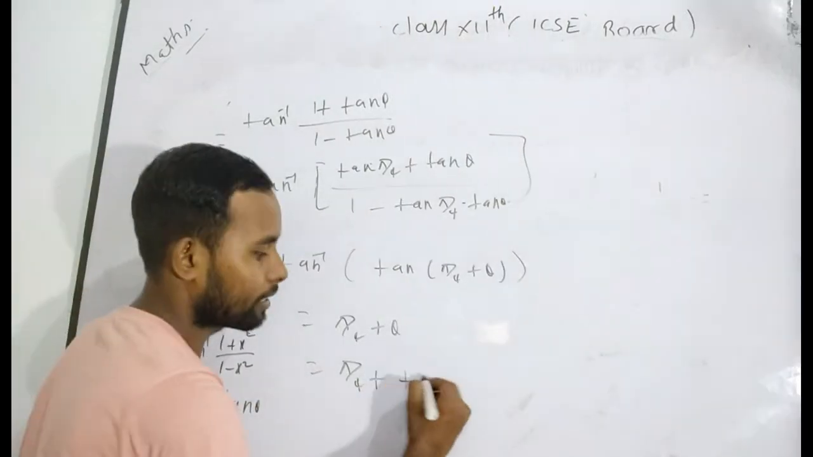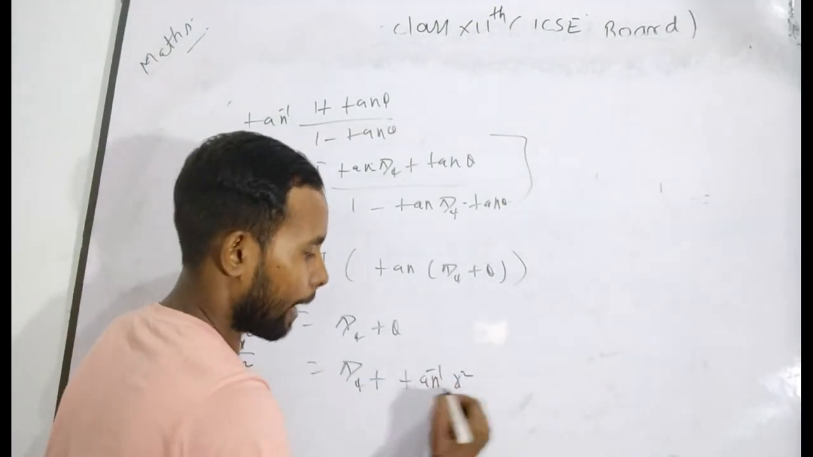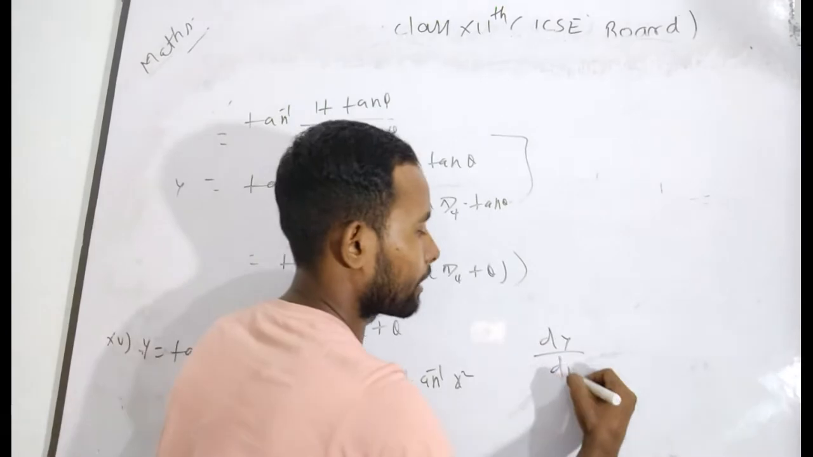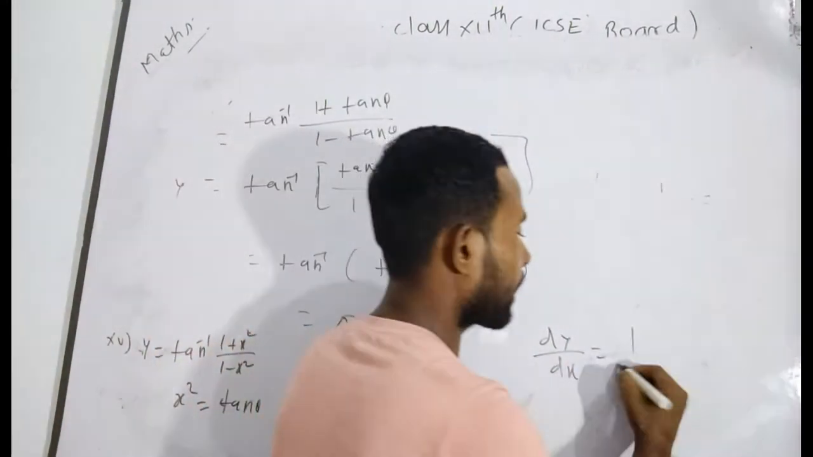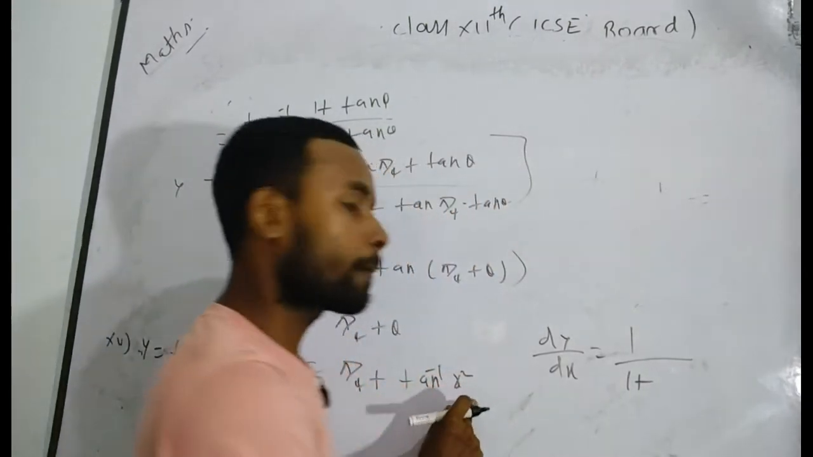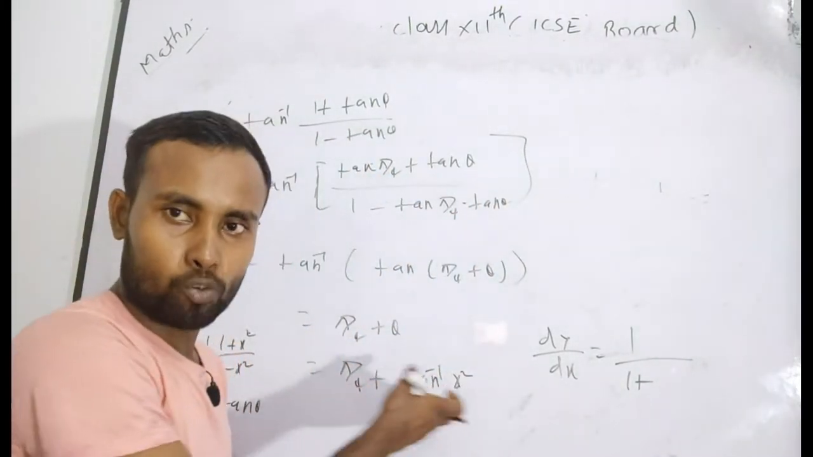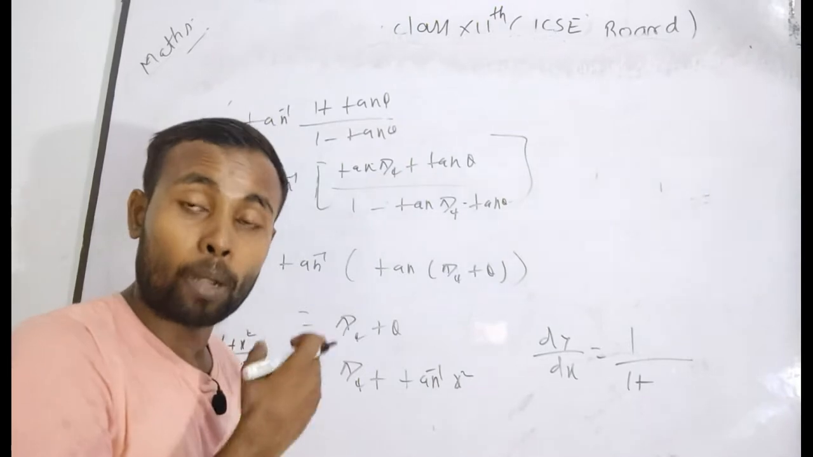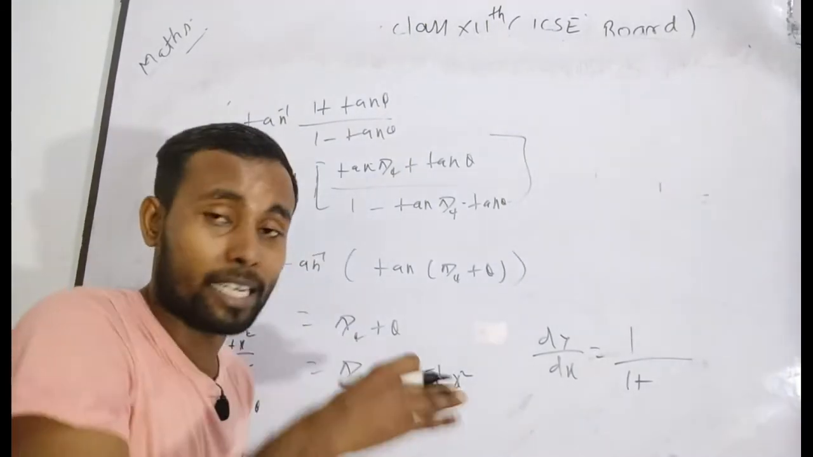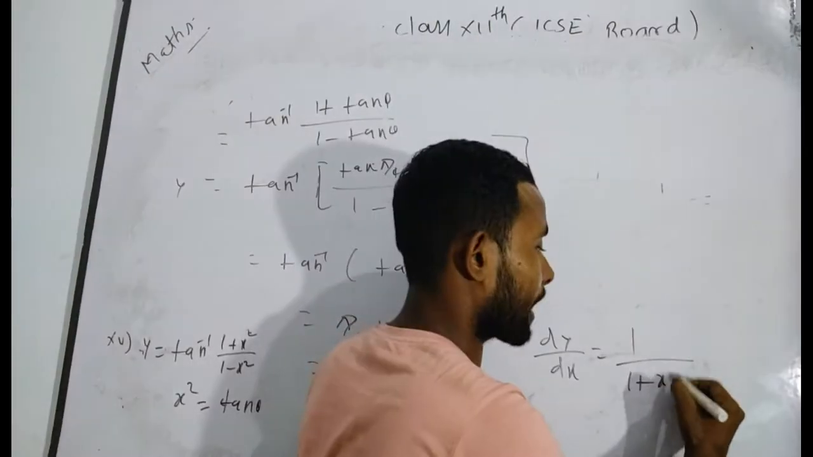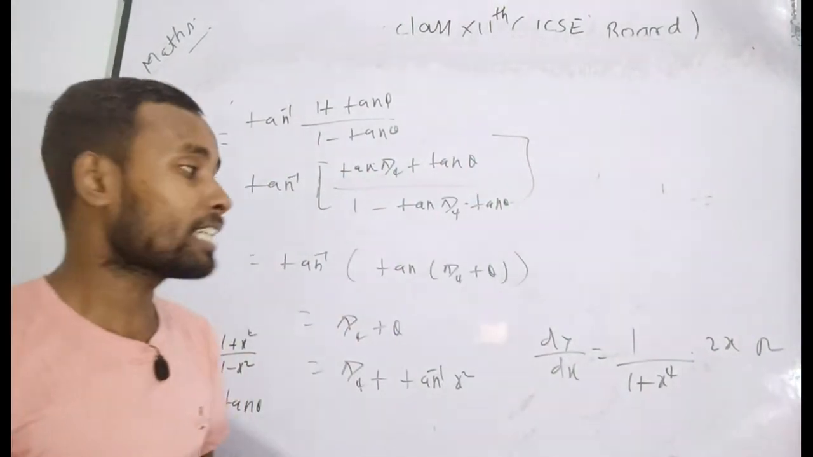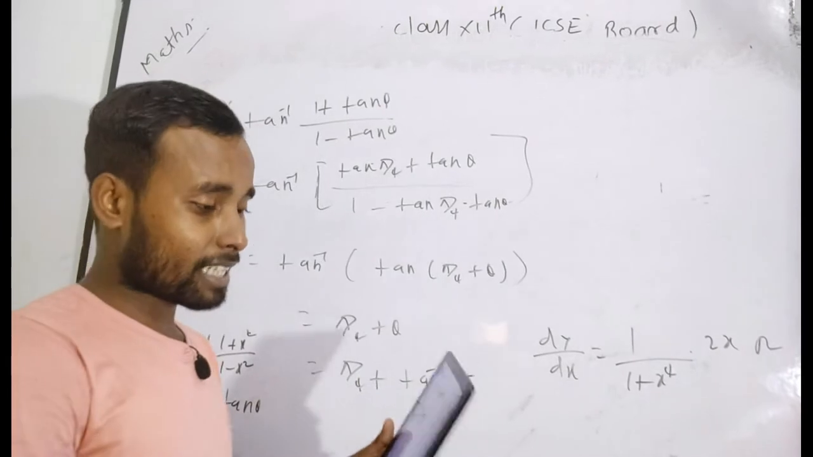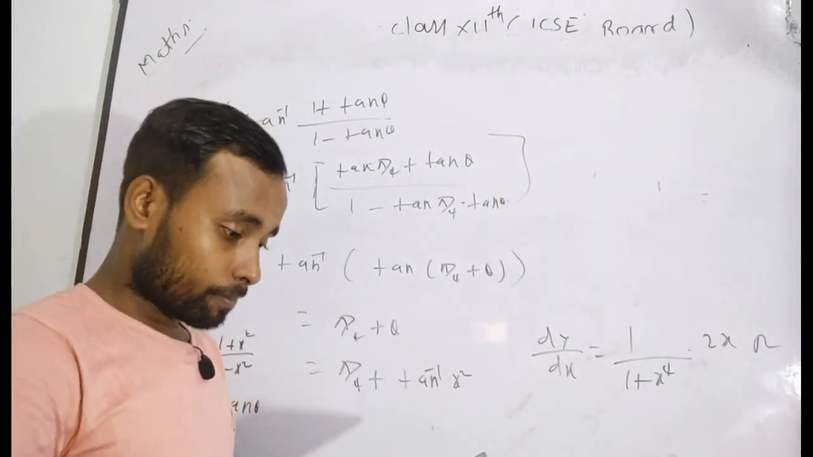Here theta is tan inverse x square. Now you have to differentiate. After differentiating, dy/dx will be: derivative of pi by 4 is 0. Derivative of tan inverse x square will be 1 upon 1 plus x to the power 4, firstly differentiating with respect to x square, into the derivative of x square, which is 2x. This is the correct answer of this question.